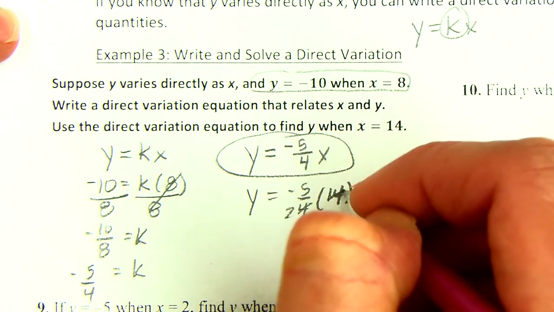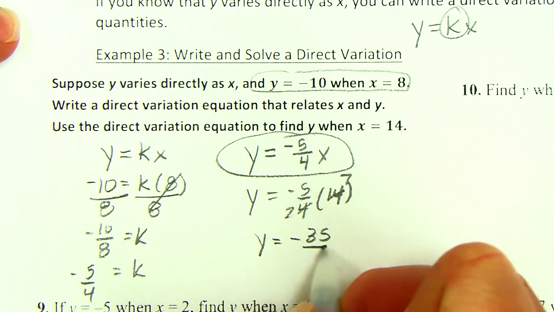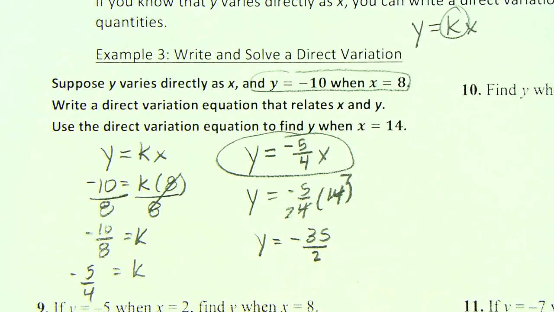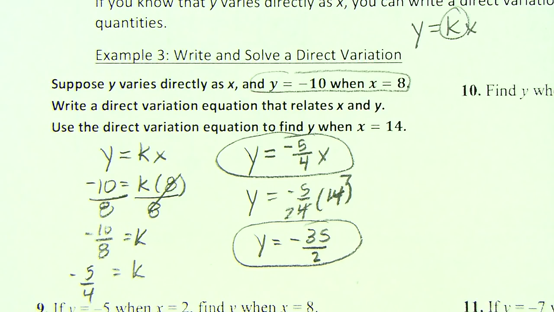I'm going to reduce a little bit. So I get y equals negative 35 over 2. And if you wanted to make that a mixed number, you could. I'm going to leave it improper for now and move on.